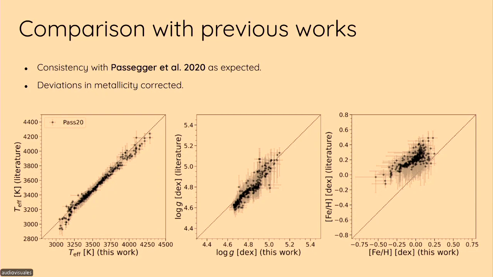And what we can see is that we achieve very good consistency with the results of Passeggier et al. 2020, as expected, but we managed to correct the deviations that they found in the metallicity and that they attributed to the synthetic gap. So we can see how, using a deep transfer learning approach, we are able to correct these deviations that they found in the metallicity. You can see this in the last plot.